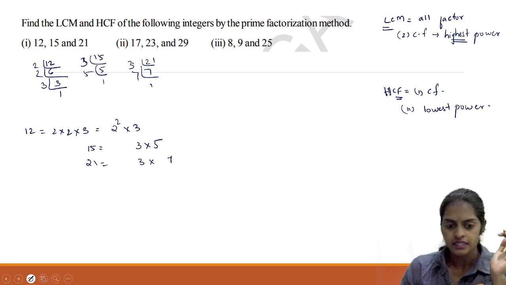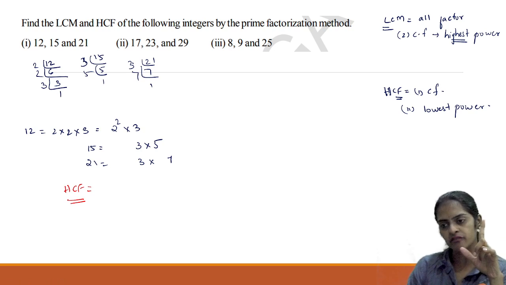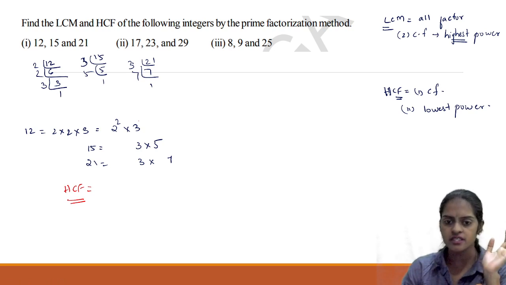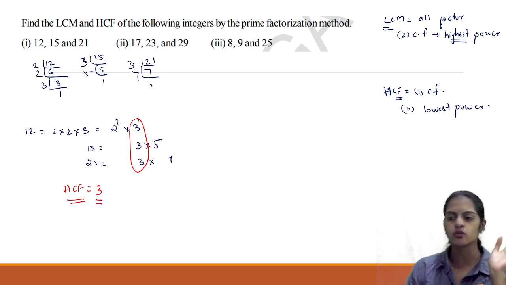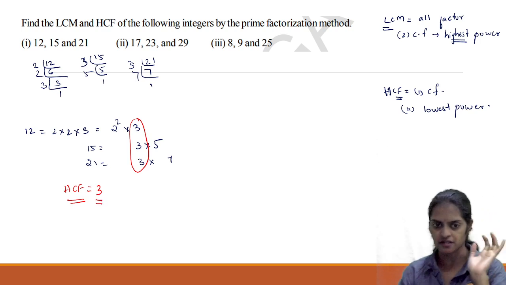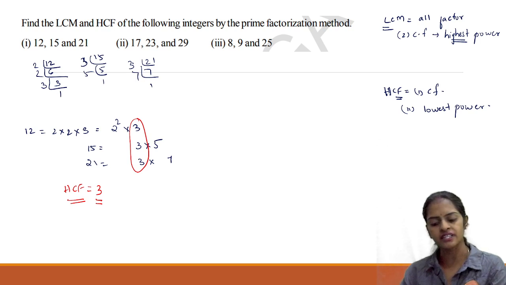Just observe here. We need HCF first. What is the first point for HCF? Common factor. Who is the common factor? 3. Second point, you choose the lowest power of the common factor. Here the power of 3 is 1, 1 and 1, so the powers are all the same. If there is any power variation, then you choose the lowest power, but as of now you don't have to choose any lowest power here.